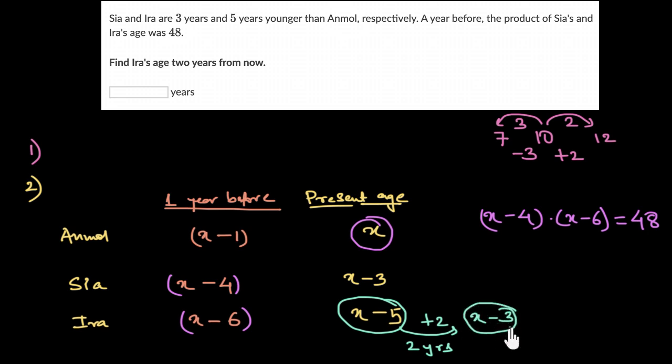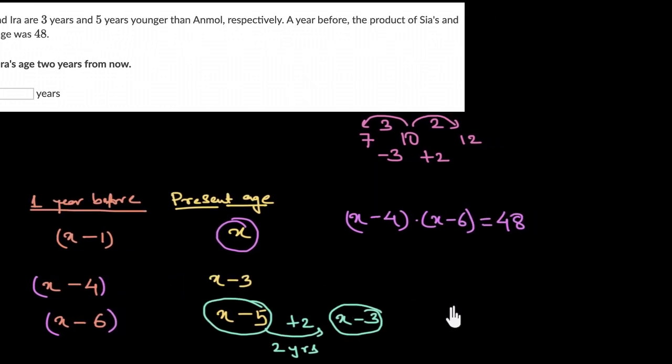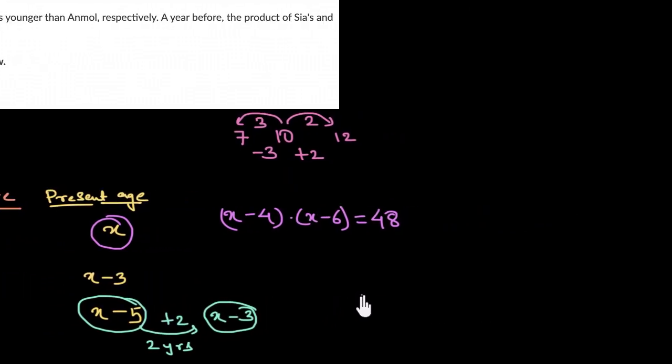So this is actually what we are looking for. We are trying to calculate the value of x minus 3. So this would give us the value of x, and we would subtract 3 from that to get our final answer. So now it's all about solving this equation. Let's do that. So (x minus 4) times (x minus 6) is 48.